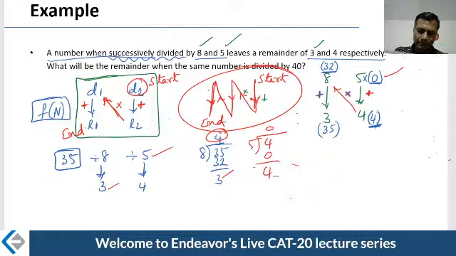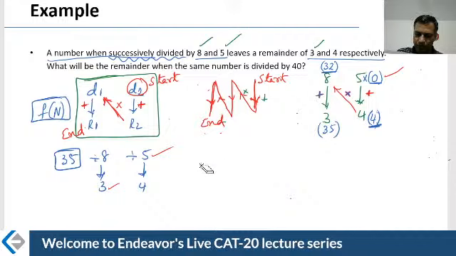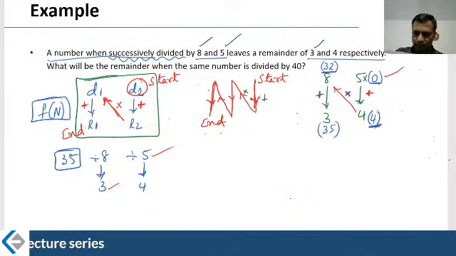Okay, let me change the matrix. Therefore, 35 is the smallest such number. Keep it in mind, friends. Let me change the matrix. Let me go to the next one here.